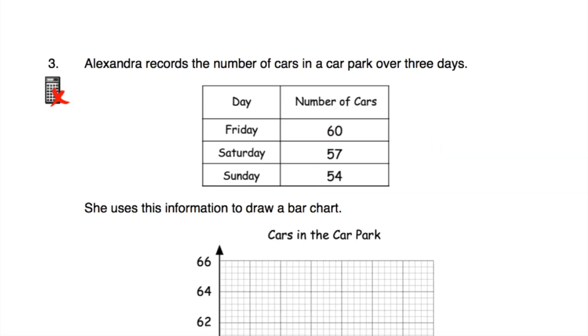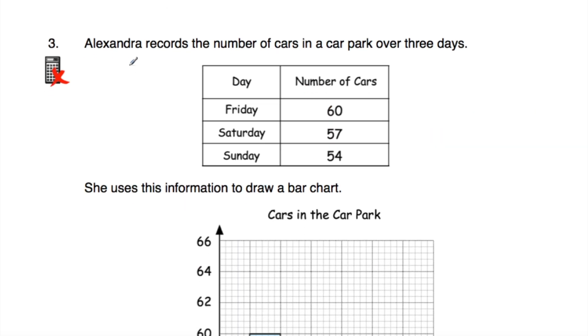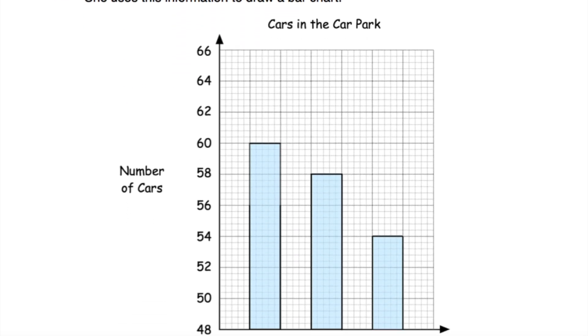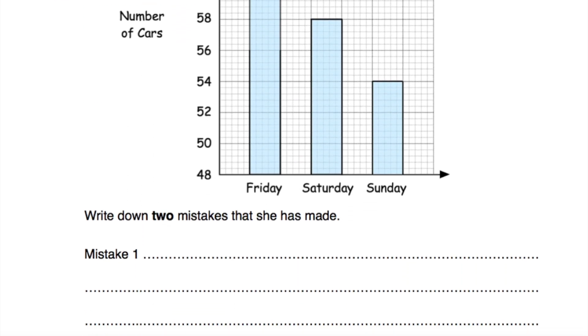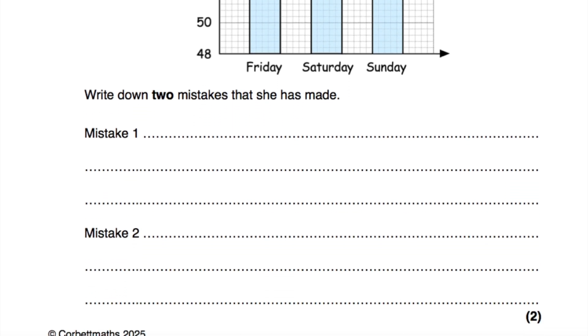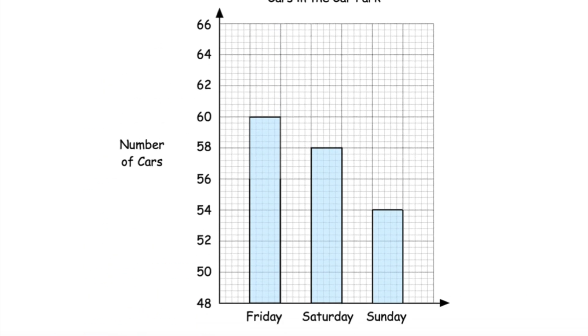Okay, let's look at our next question, question number 3. Question number 3 says, Alexandra records the number of cars in a car park over 3 days. So on Friday, there's 60 cars in the car park. On Saturday, there's 57 cars, and on Sunday, there's 54 cars. And she's used this information to draw a bar chart. So we've got this bar chart, and then the question says, write down 2 mistakes that she's made. So she's made 2 mistakes while drawing this bar chart.